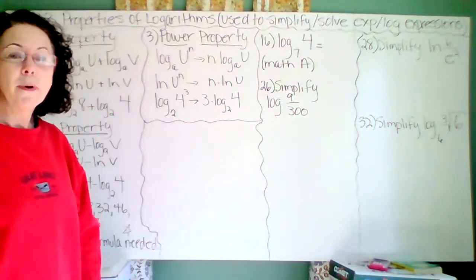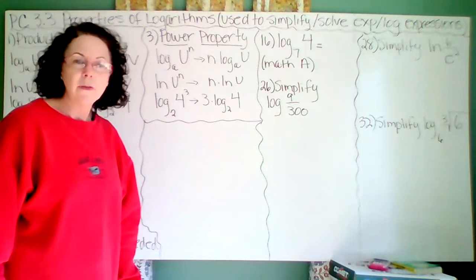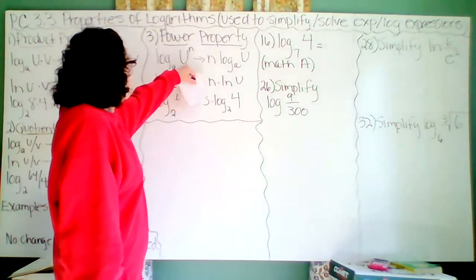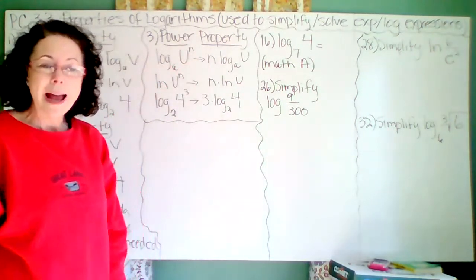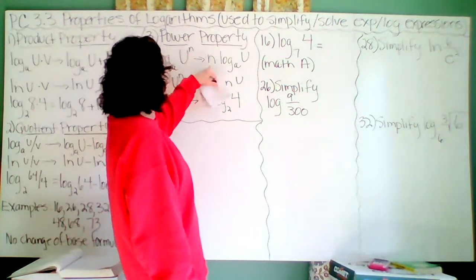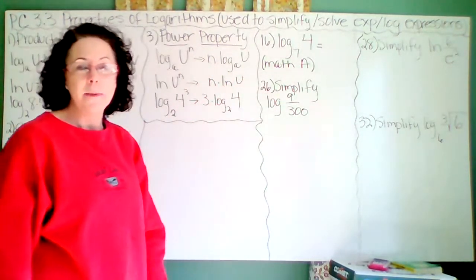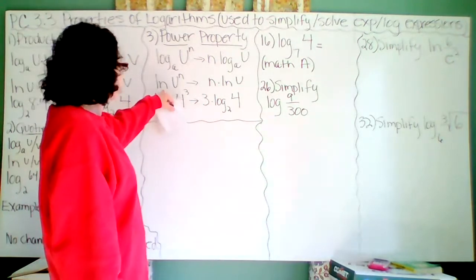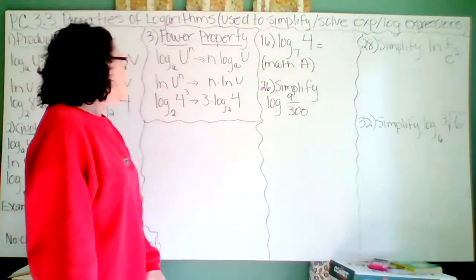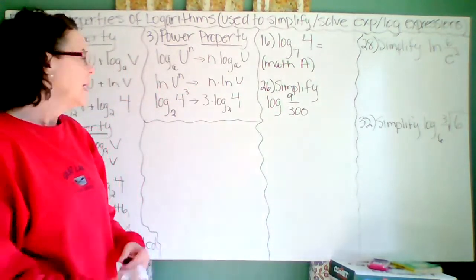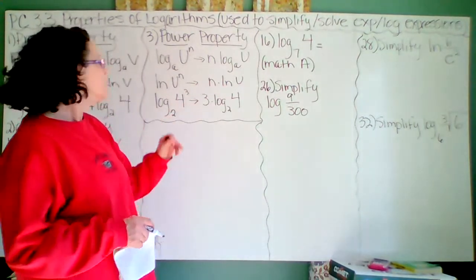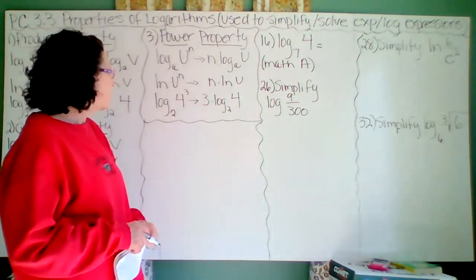The power property is most important because we're going to use it to solve exponential equations later. If you have log base a of a solution that has its own exponent, u to the n, we can bring this n out front and multiply it by the rest of the log. This is also true for the natural log. The natural log of u to the n is equal to n times the natural log of u. This is condensed on the left, expanded on the right.